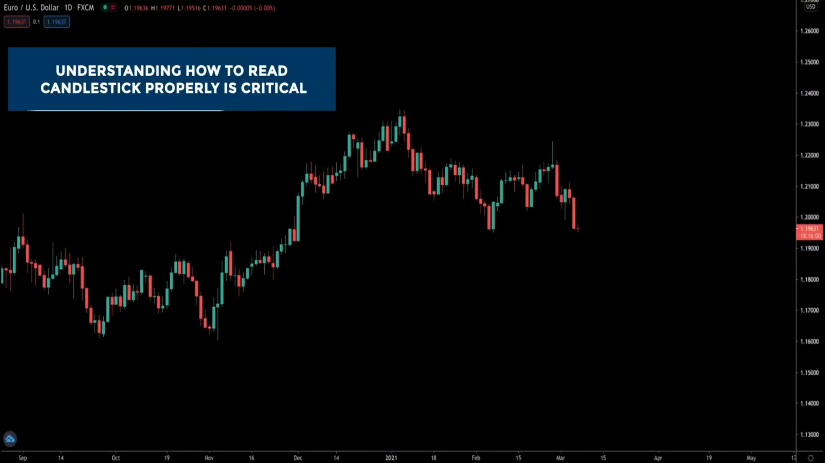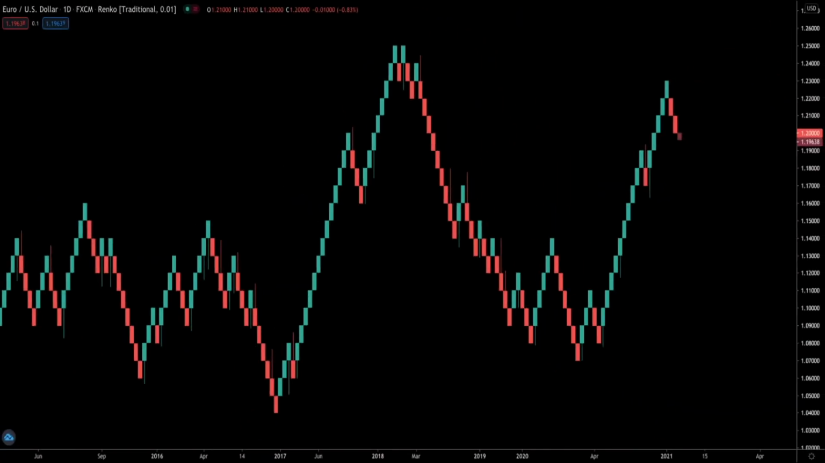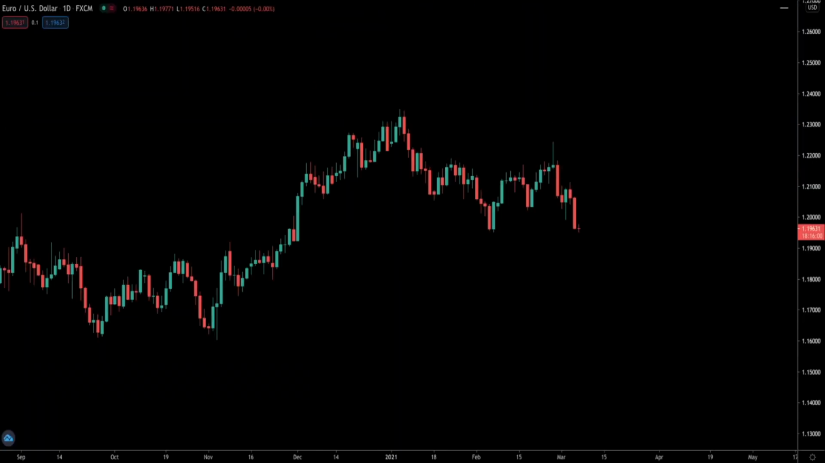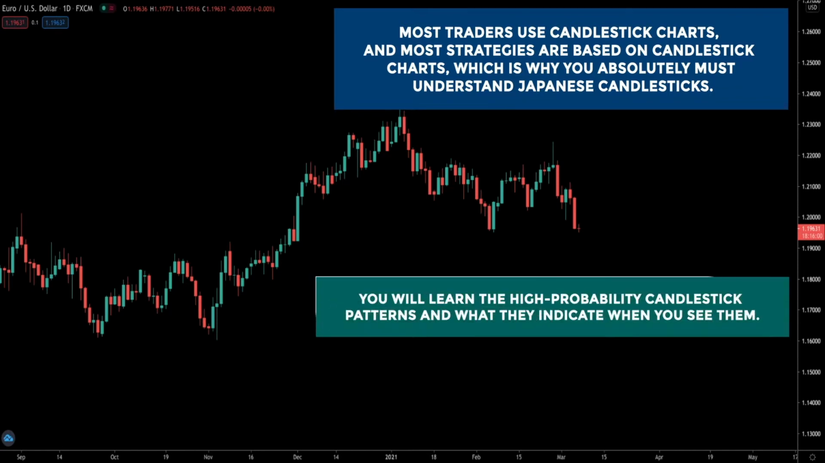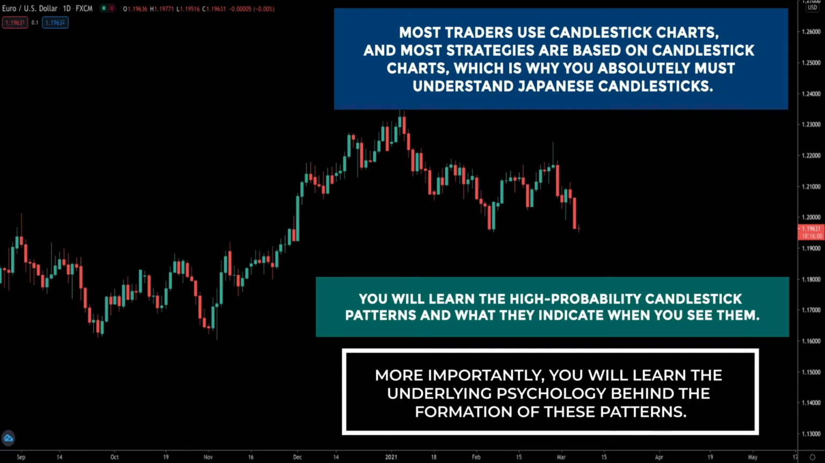Understanding how to read candlesticks properly is critical because regardless of which trading strategy you use, you will be using candlesticks. Unless of course you are trading based on Renko bar charts or something like the line chart. But most traders use candlestick charts and most strategies are based on candlestick charts, which is why you absolutely must understand Japanese candlesticks. In this video, you will learn the high probability candlestick patterns and what they indicate when you see them. But more importantly, you will learn the underlying psychology behind the formation of these patterns.